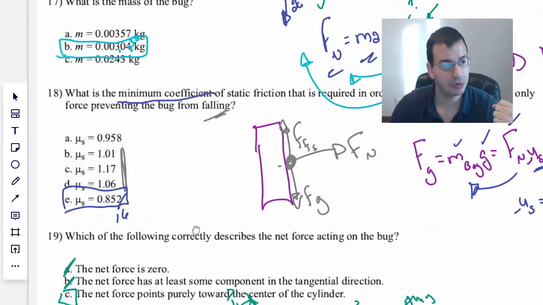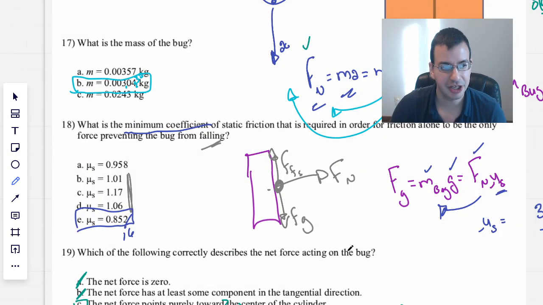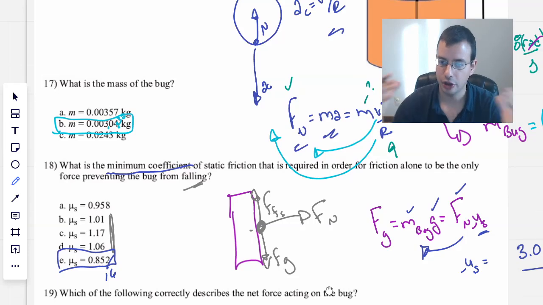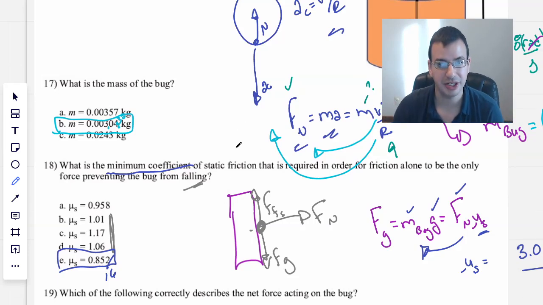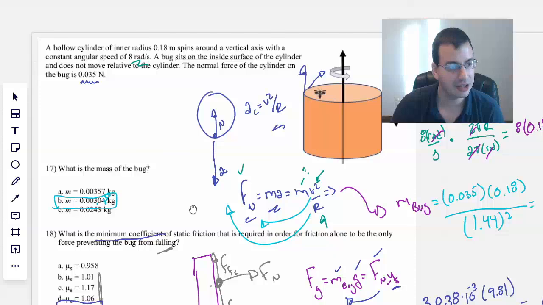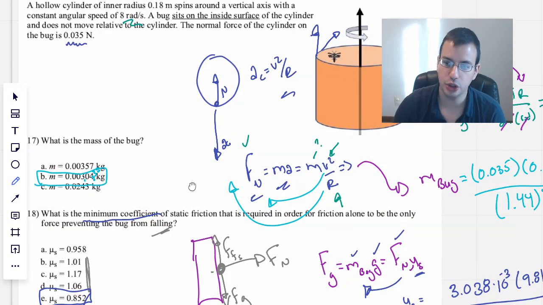So this is actually a pretty good set of questions here. It talks about some of the concepts involved with rotational motion and acceleration. So really like this one. Hope that helped. I will see you next time.